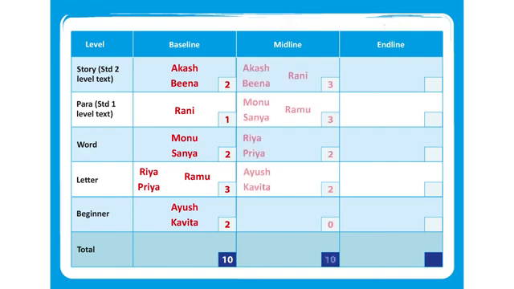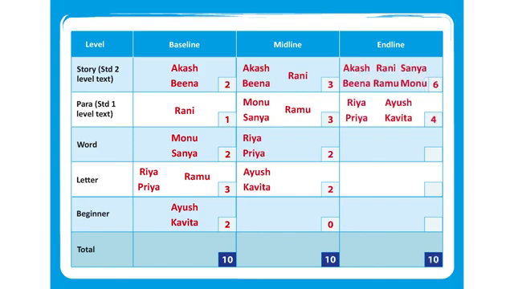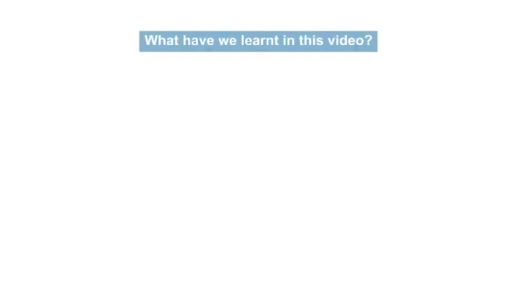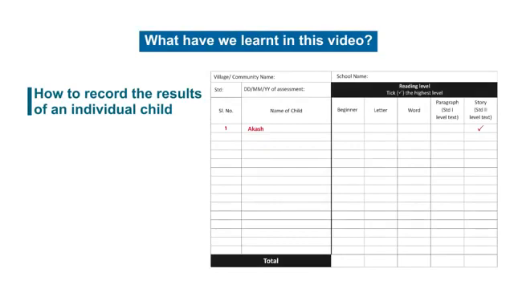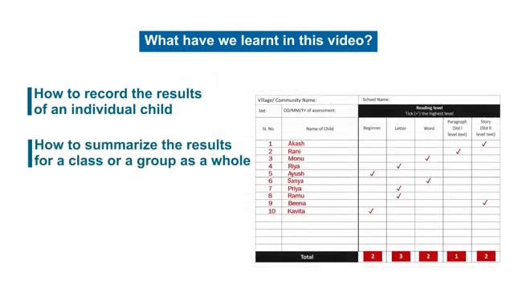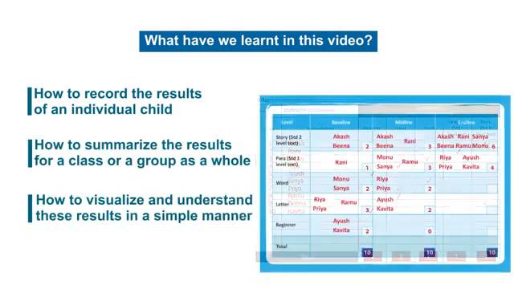In just a short period of time, of you and the children working together, you will find that most children have moved to para or story reading levels. So what have you learnt in this video? You have learnt how to record the results of an individual child, how to summarize the reading results for a group as a whole, and how to visualize and understand these results in a simple manner.